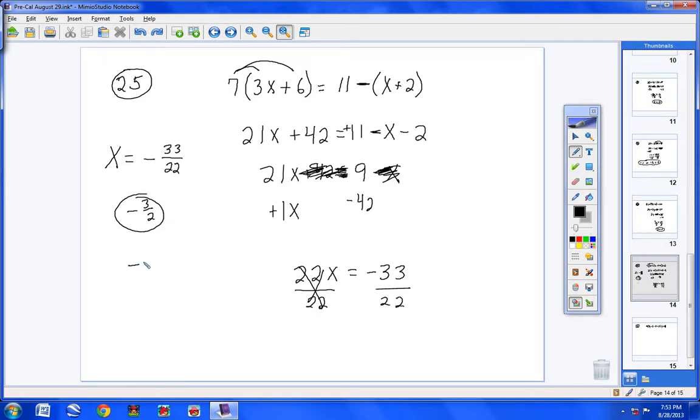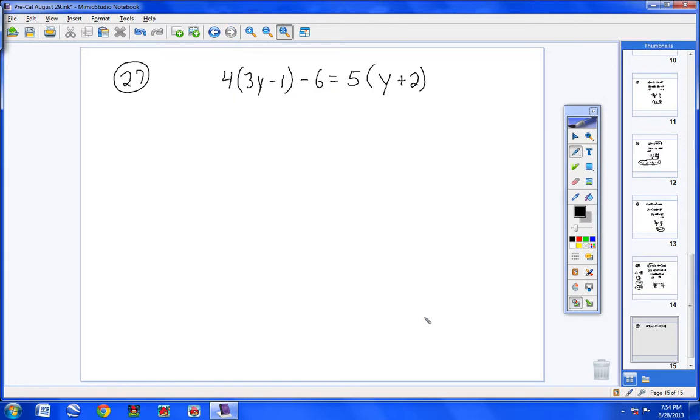Or you could have negative 1 and 1 half. 2 goes into 3 once with the remainder of 1 over 2. Or you could have negative 1.5. All three of those answers are sufficient. And lastly, but not least, we are done. We're at the last problem. Let's go ahead and solve this linear equation.